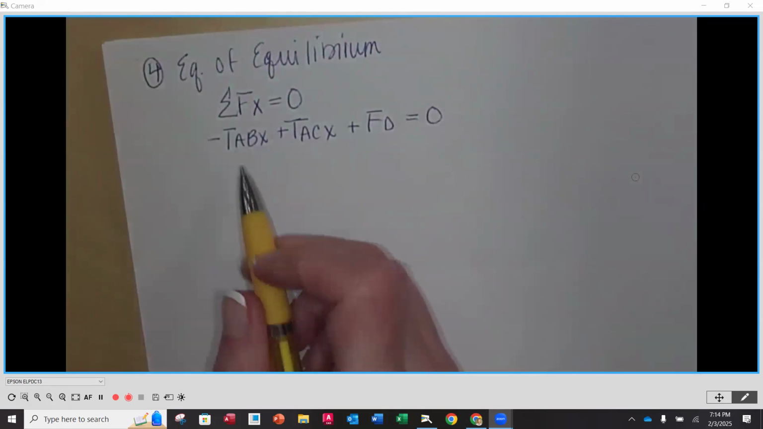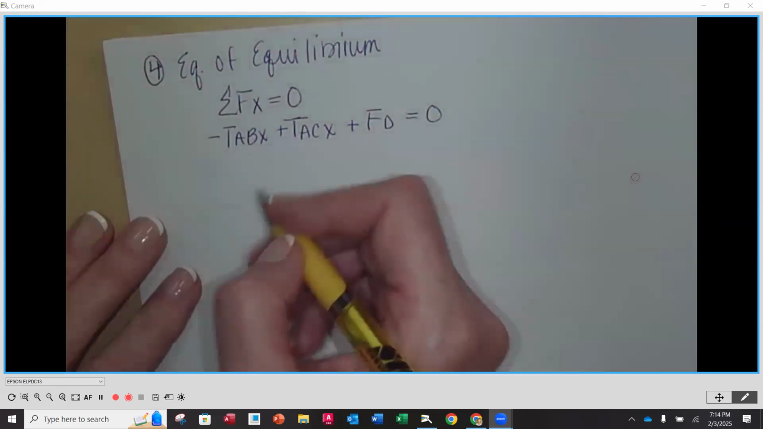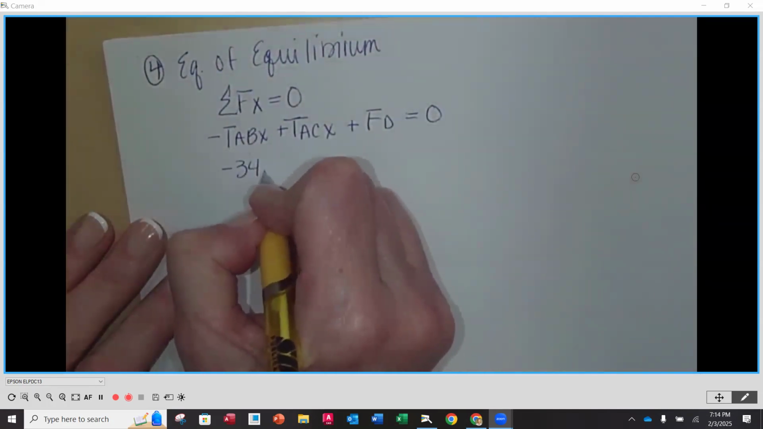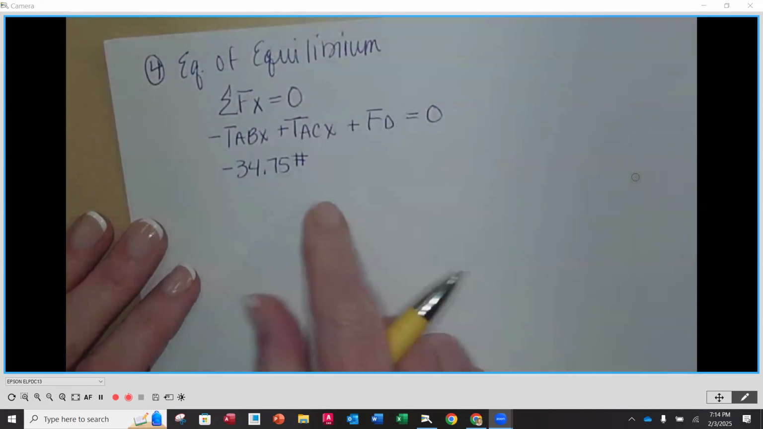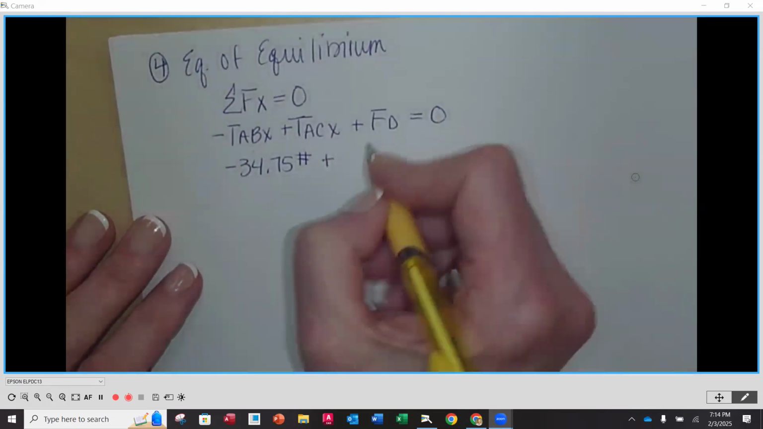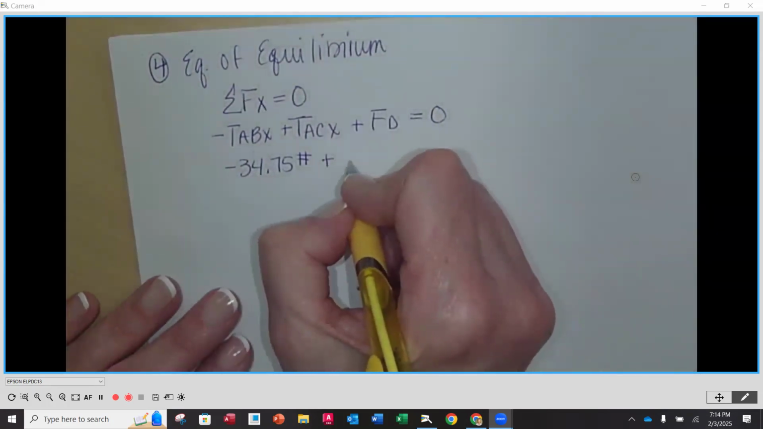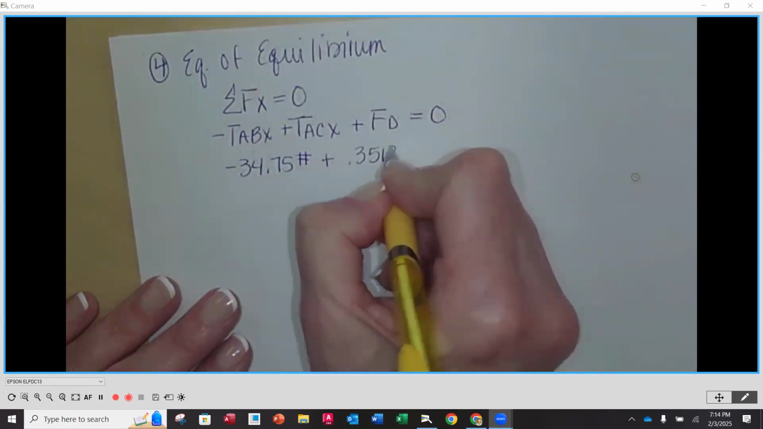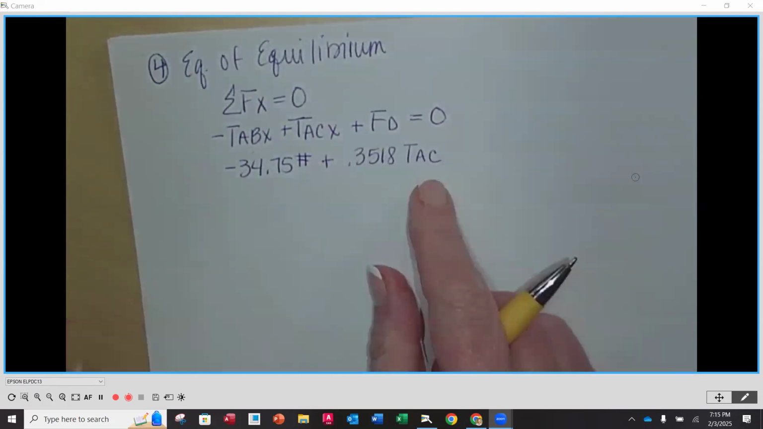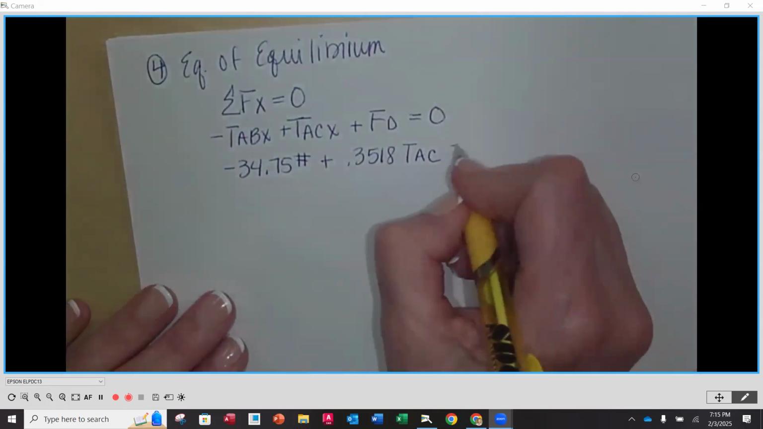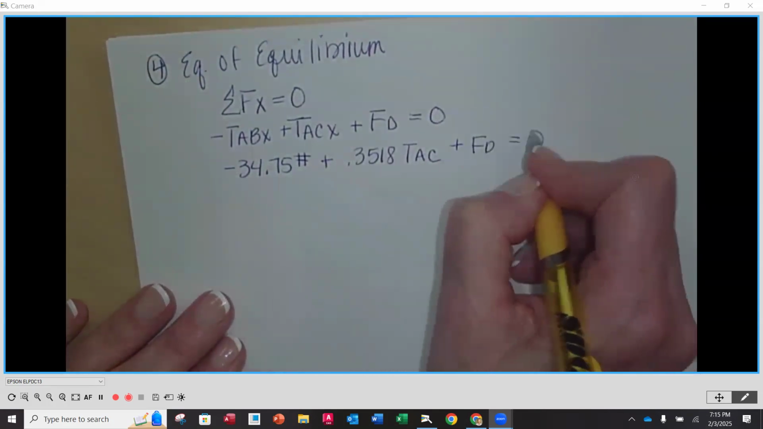And now substituting these values. So my TABX is a negative 34.75 pounds, plus TACX is 0.3518 TAC, plus FD is equal to 0.